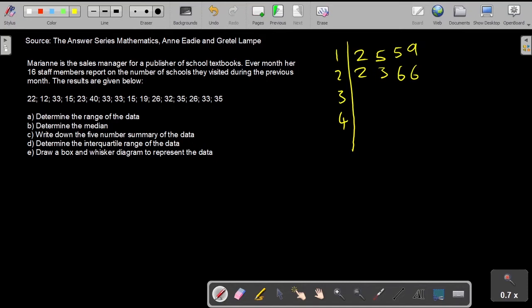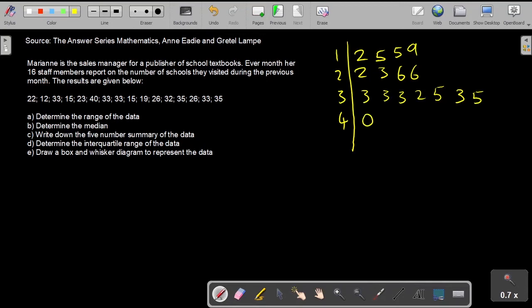Now move on to 3, and we have 33. Moving on, we have another 33, and yet another one. Then we have 32. Then we have 35. Another 33, and another 35. And finally, we only have 40, which is associated with 4.